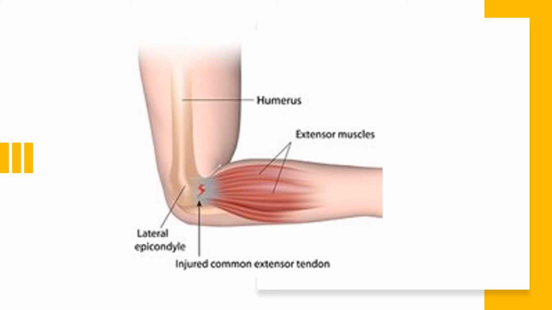Despite its name of tennis elbow, fewer than 10% of cases are actually caused by racket sports. The main cause of tennis elbow is actually normally due to overuse, gripping, or overload of the extensor muscles of the forearm.